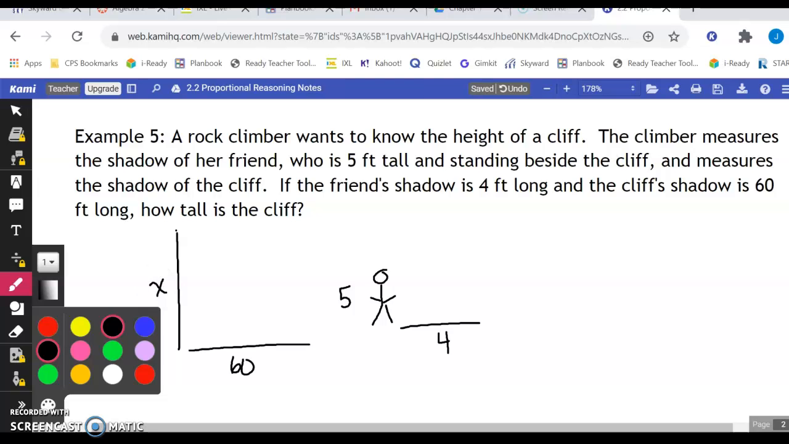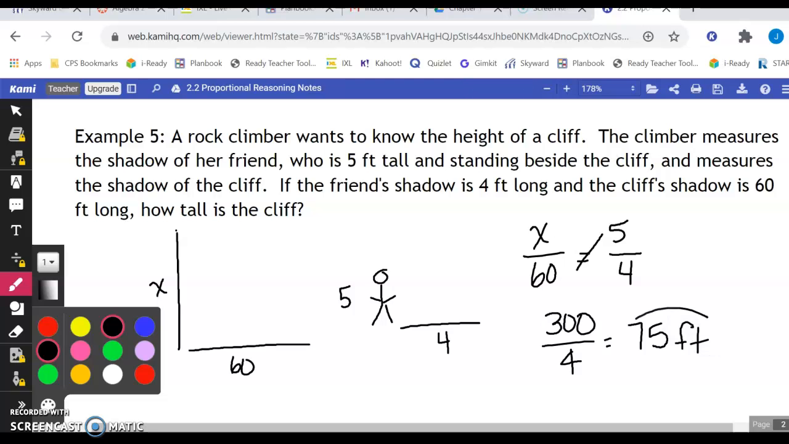So we can set up a proportion. I'm going to start off with the cliff, and I have the height over the shadow. And for my other ratio, I have to do the same thing. I have to do the height over the shadow. So then I cross multiply. 5 times 60 is going to give us 300. And then I have to divide that by 4. And 300 divided by 4 is 75. So that cliff is 75 foot tall.